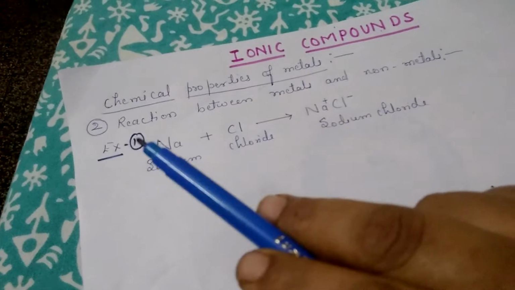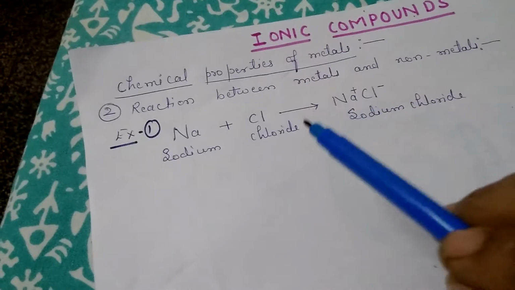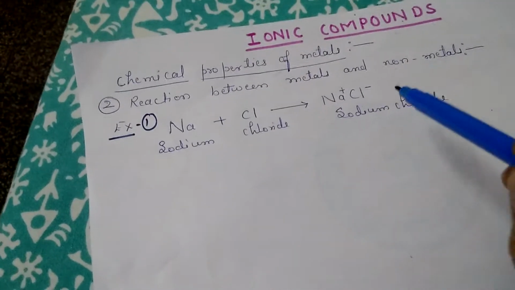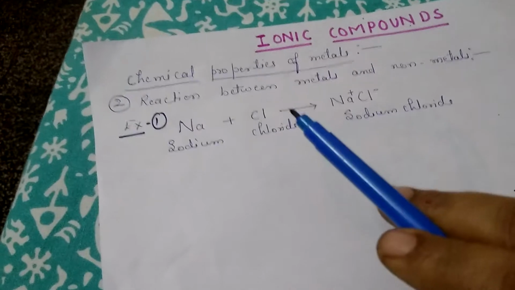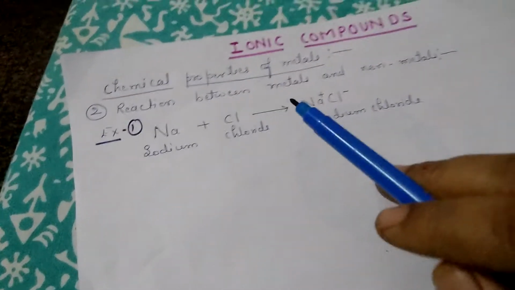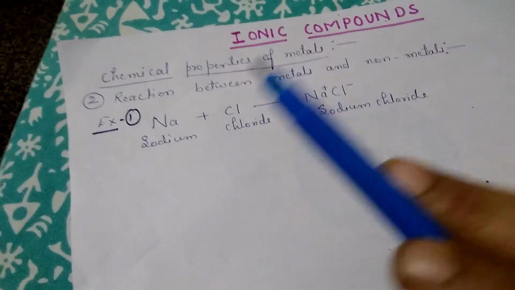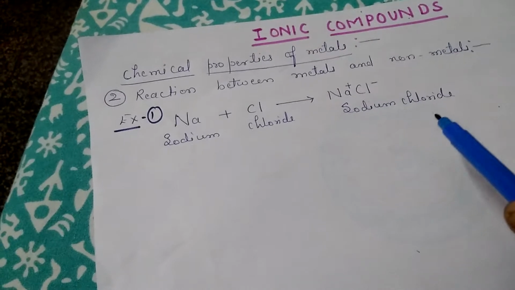The second property I am taking is reaction of metals with non-metals, because only by the reaction of metals and non-metals are ionic compounds formed. Now let us study how ionic or electrovalent compounds are formed by the reaction of metal and non-metal. To understand this, let us first take the example of the formation of sodium chloride.